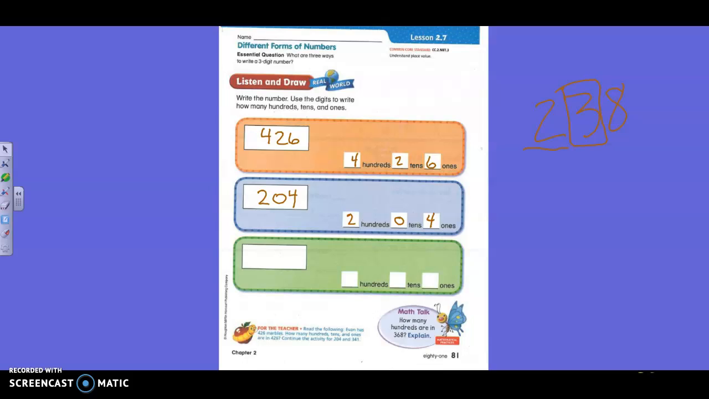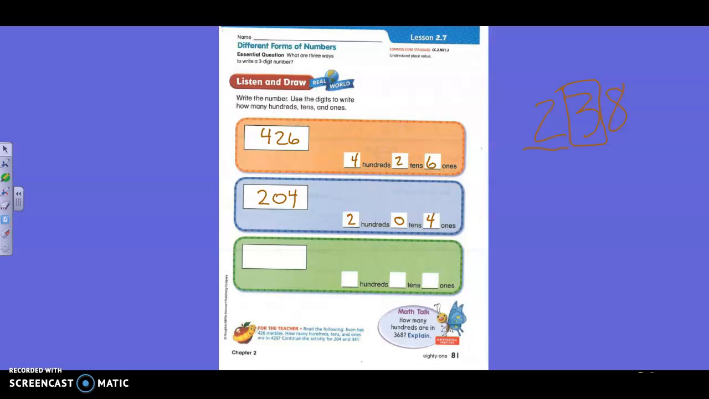What's the value of it, Grayson? 0. Right? There are no tens in 204. Okay? Because if we had a 10, it would have to be 14 or 24, 34. So there are no tens. What's the value of the 4? Vivian? 4. And what's the value of the 2, everyone?